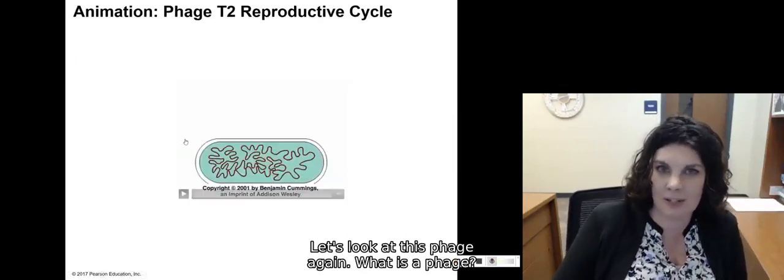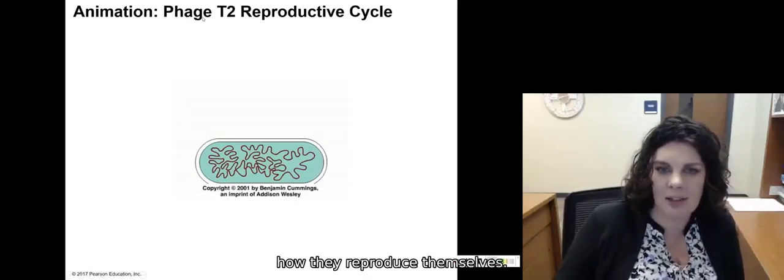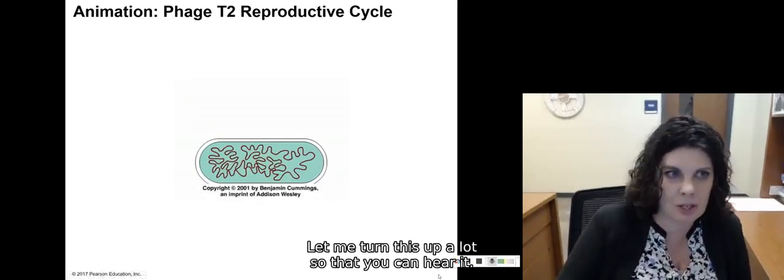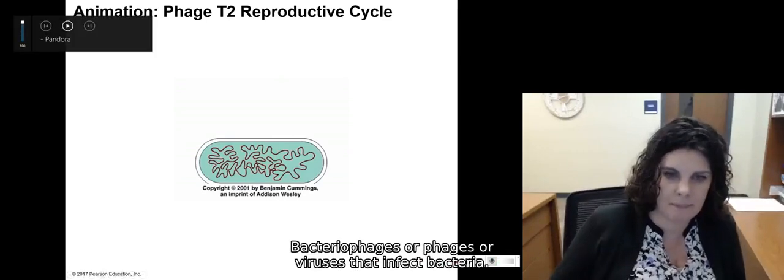So let's look at this phage. Again, what is a phage? This is a virus that can infect bacteria. And we're going to look at how they reproduce themselves. Let me turn this up a lot so that you can hear it. And let's play that.